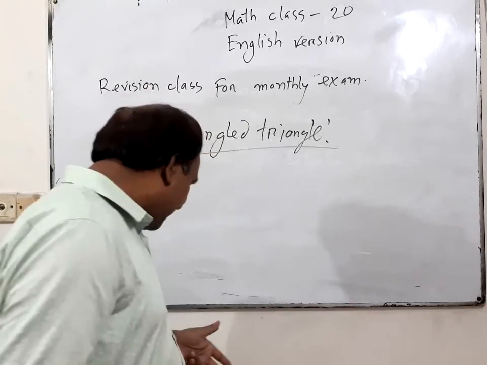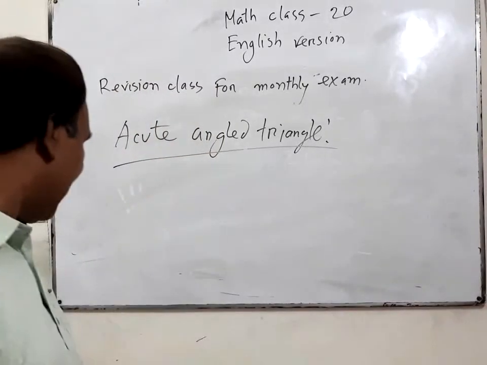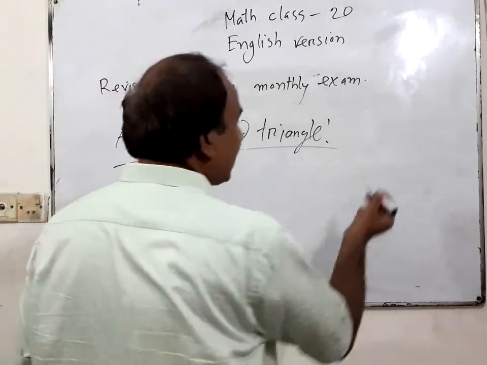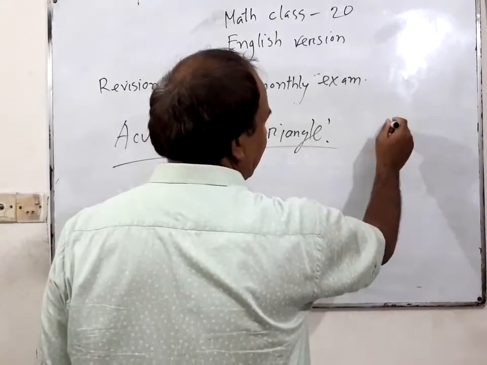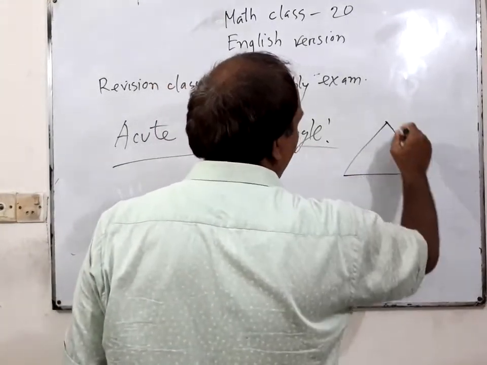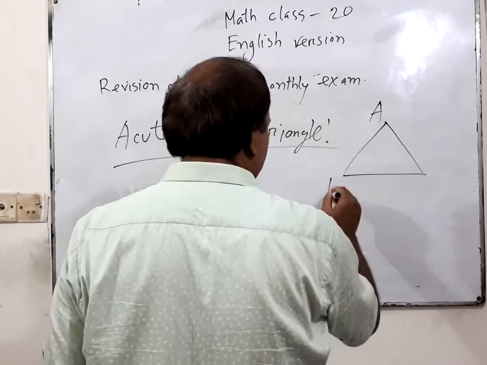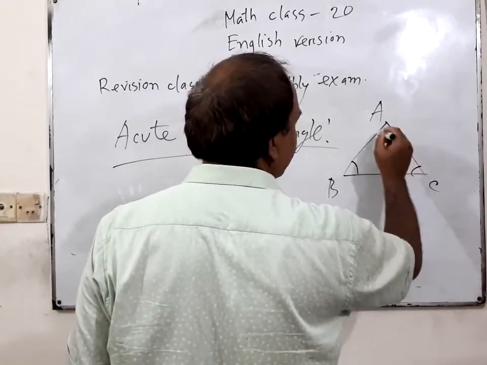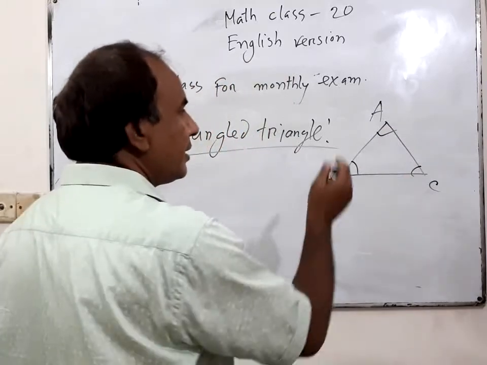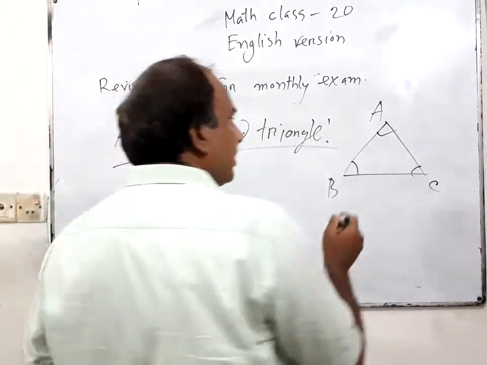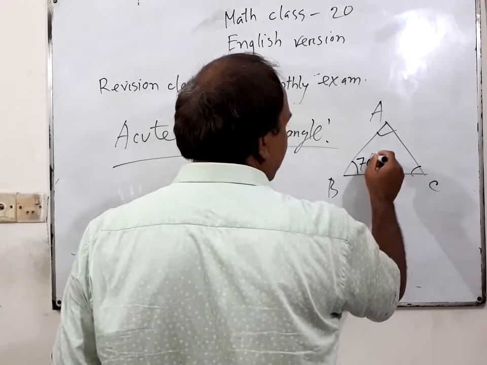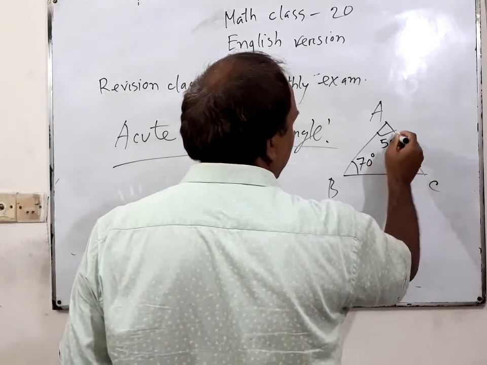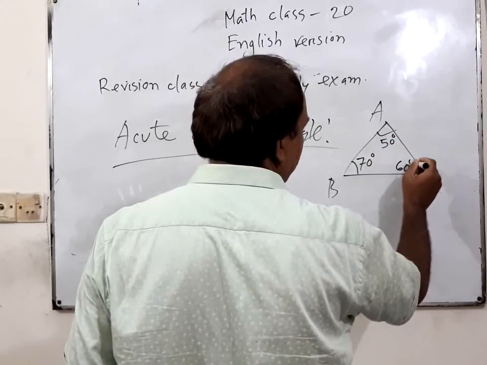So the triangle having all the 3 angles acute is called acute angle triangle. The figure is like that. A, B, C. This triangle is an acute angle triangle. Suppose 70 degree, 50 degree and 60 degree.